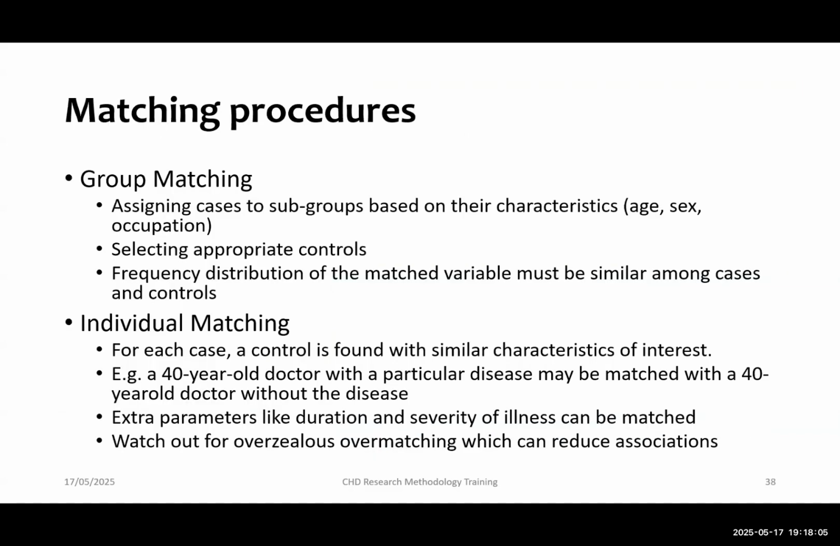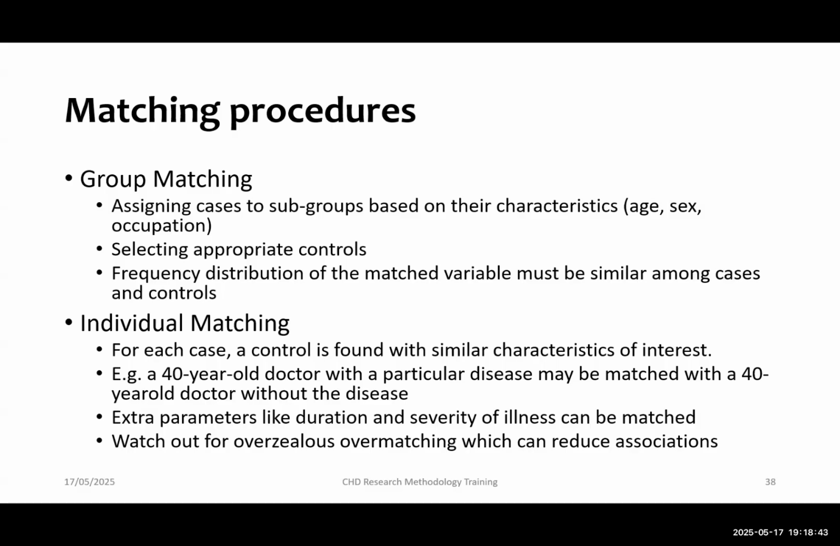So how do you do matching? Basically, matching can be done on a group basis, or it can be done on an individual basis. In a group basis, you're assigning cases to a particular subgroup based on their characteristics. So you're looking at male and female, or age under 5, or women of reproductive age group, which are women between 15 and 49. And then you're matching like that. So it's group matching. You're selecting appropriate controls based on that subgroup, women of reproductive age group.